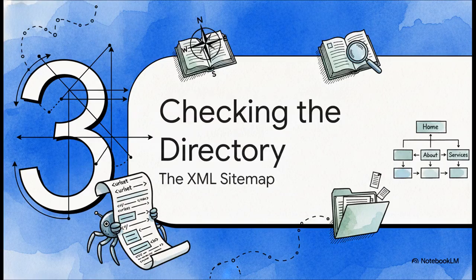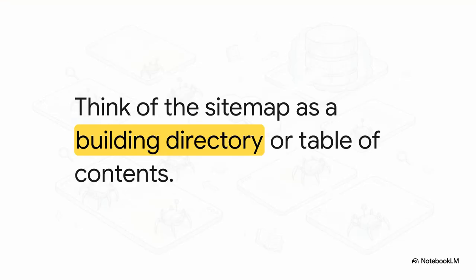Section 3, checking the directory. The XML sitemap. So, the visitor has been greeted by the receptionist, and the ground rules for the crawl budget have been firmly set. But they still need to figure out where the most important rooms actually are. Picture our digital visitor walking away from the reception desk and stepping right up to a massive building directory in the lobby. This is your XML sitemap. It contains a nicely organized list of the specific pages the website owner actively wants discovered.